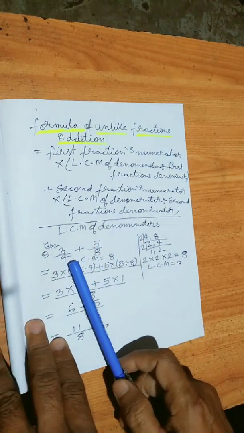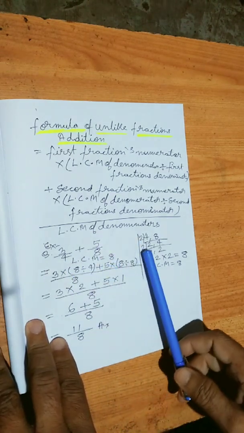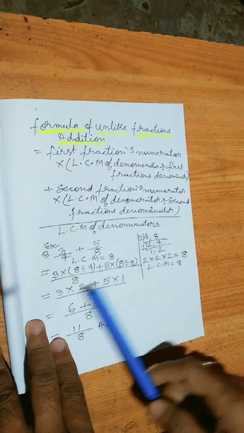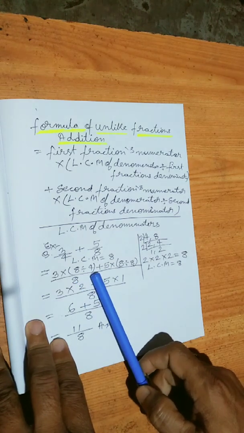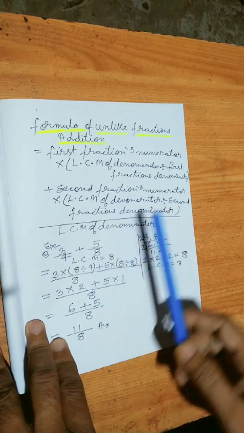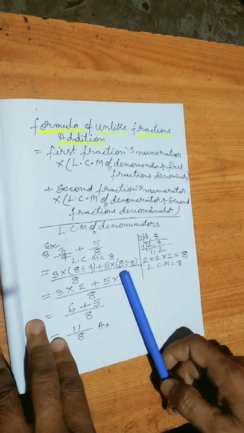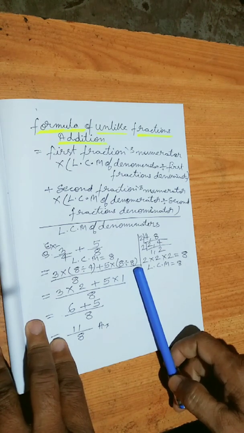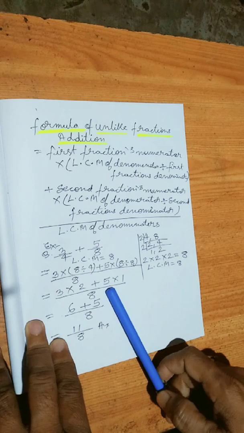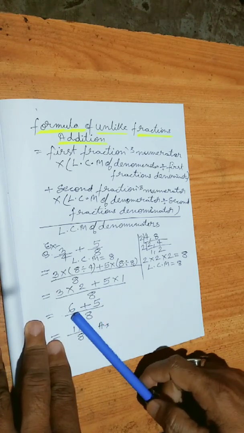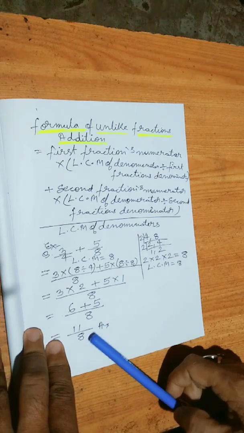Example: 3 by 4 plus 5 by 8. Here we find the LCM. The LCM is 8. 3 multiplied by 8, the LCM, divided by 4, the denominator of the first fraction, plus 5 multiplied by 8, the LCM, divided by the second denominator. 3 multiply 2 plus 5 multiply 1 by 8, 6 plus 5 is equal to 11, and the denominator is the same, so 11 by 8 is the answer.